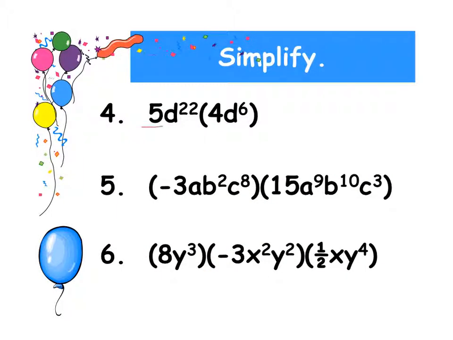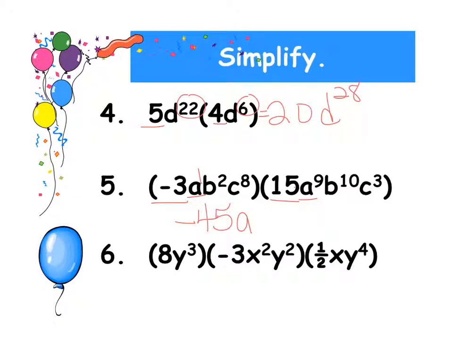Alright, more. Same thing. Multiply my coefficients. 5 times 4 is 20. Rewrite my base. Add my exponents. Same thing. Monomials are just a little bit longer. Multiply my coefficients. Negative times positive is negative. Rewrite my base with my a's. I have 1 plus 9, so that gives me a to the 10th.